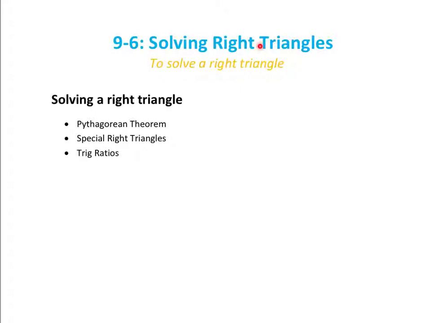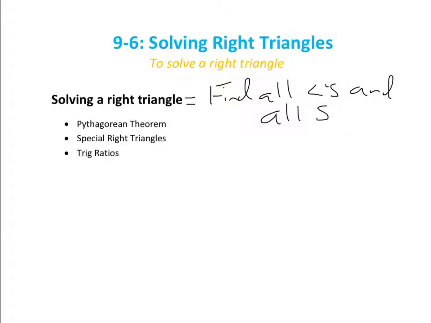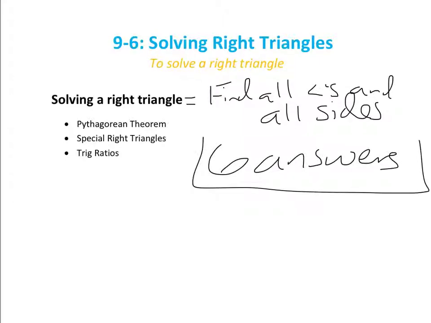Basically what we're doing here is we're using all the material that we learned so far in this chapter, kind of putting it all together, and you have to use all of those tools to completely solve a right triangle. When I say solve a right triangle, what I mean is find all angles and all sides. For a triangle we've got 3 angles and 3 sides, so there's 6 answers to every one of these problems.